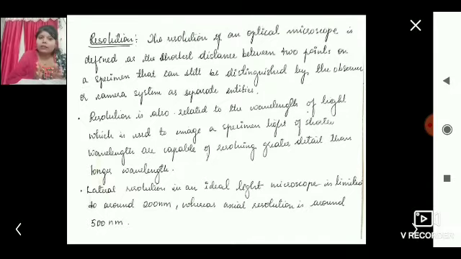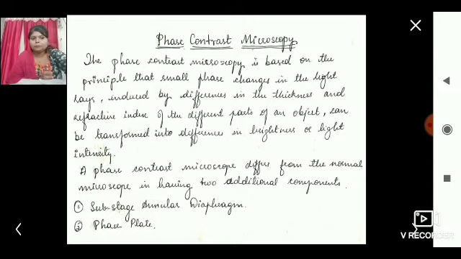So what is lateral resolution? For an ideal light microscope it is limited to around 200 nanometer, whereas axial resolution is around 500 nanometer.